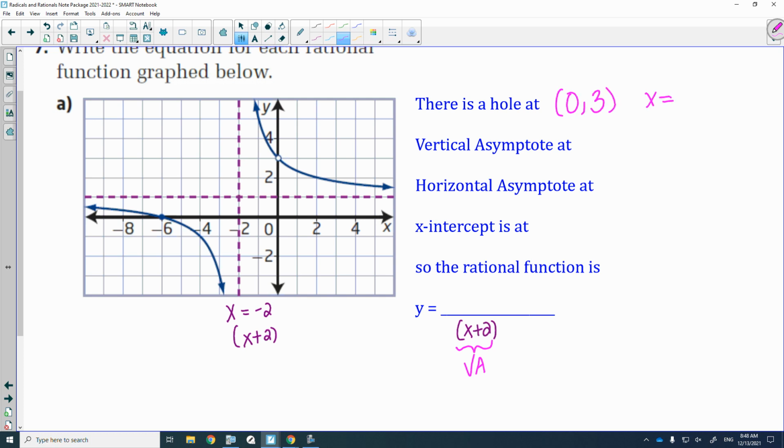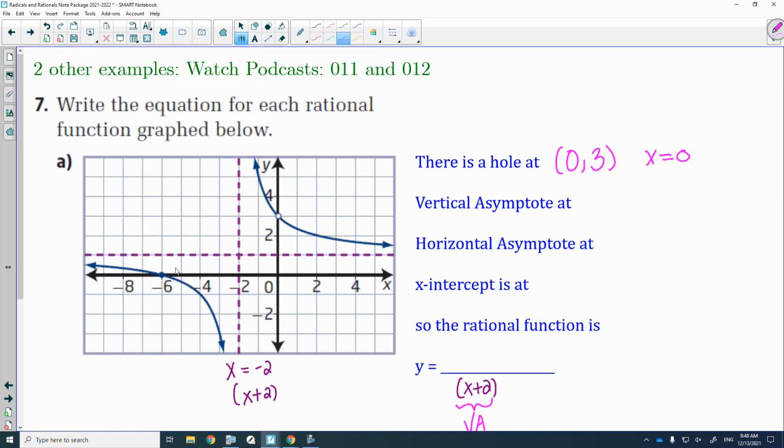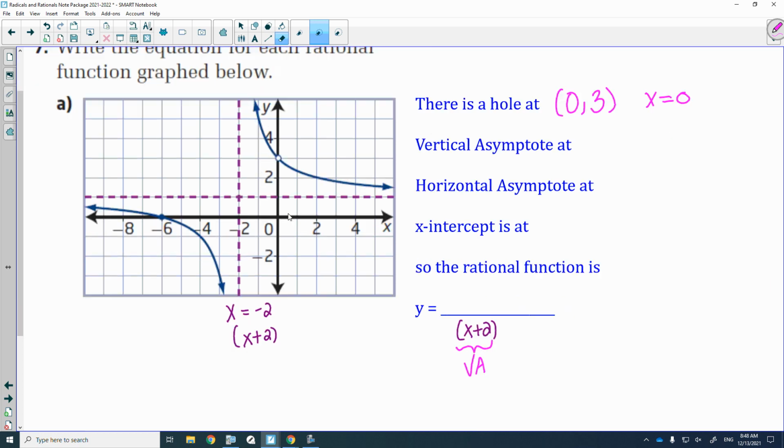Let's write x is equal to 0. Remember that a hole comes from a common factor. So for example, if you had a hole, I'll just quickly show you because it's harder to see with x is 0, but if you had a hole right here, then you would know that there would be a common factor at x minus 2, right? X minus 2 up top, x minus 2 on the bottom. But because our hole is at 0, what's the common factor? It would be x.